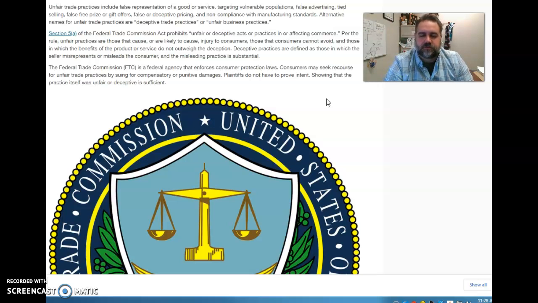And so in order to mitigate or manage these unfair deceptive acts, we have the Federal Trade Commission Act, which prohibits unfair or deceptive acts or practices in or affecting commerce. Per the rule, unfair practices are those that cause or are likely to cause injury to consumers, those that consumers cannot avoid, and those in which the benefits of the product or service do not outweigh the deception. Deceptive practices are defined as those in which the seller misrepresents or misleads the consumer, and the misleading practice is substantial.